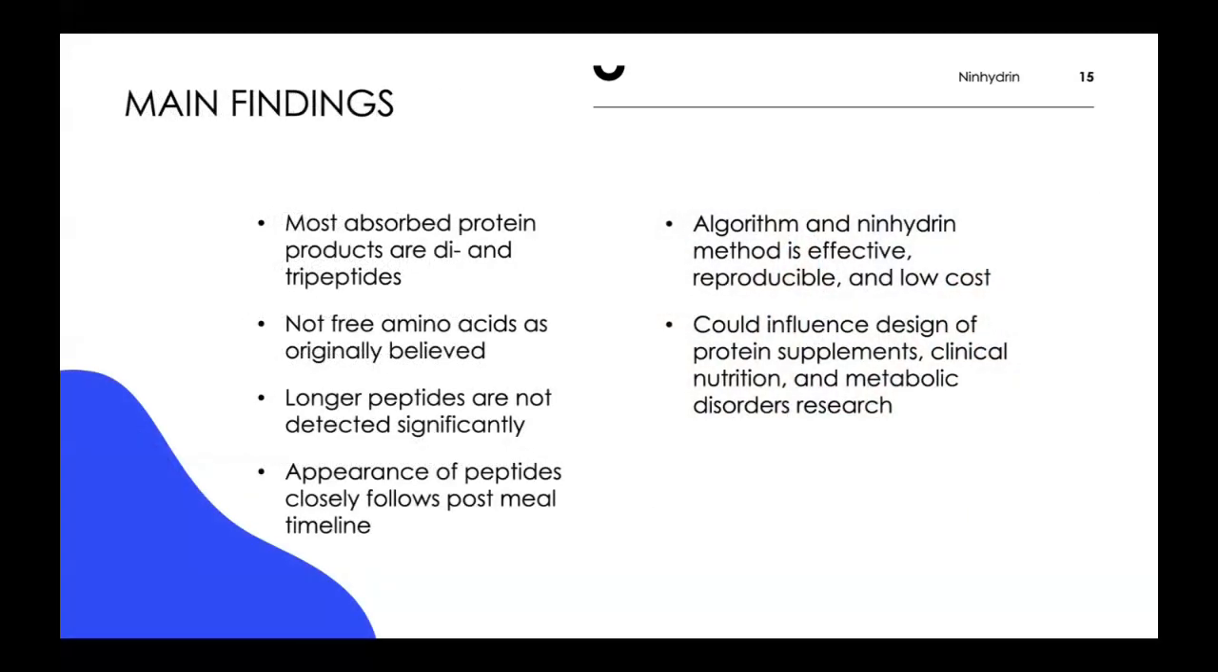The main findings of this study found that most absorbed protein products are di and tripeptides, not free amino acids as originally thought. The Ninhydrin and algorithm data showed that longer peptides, having chains longer than 3 amino acids, are not detected in significant amounts. Peak absorption occurred at typical intervals, about 1 to 2 hours after feeding, which is consistent with digestion kinetics.